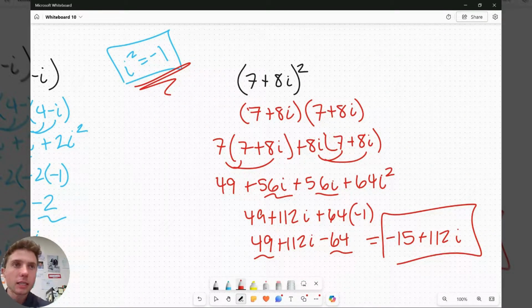This is complex numbers and the operations on them: adding, subtracting, and multiplying complex numbers.